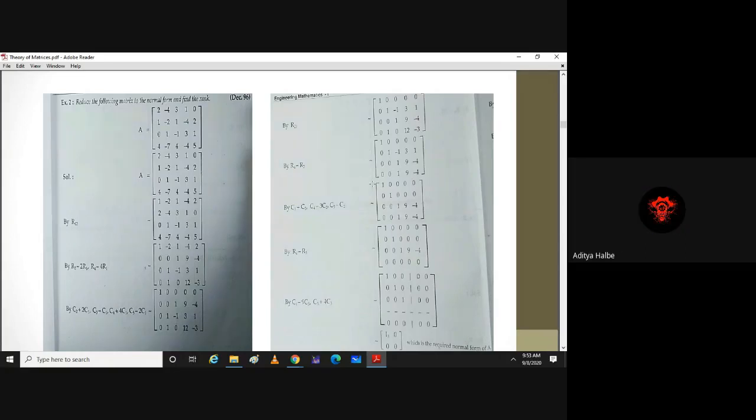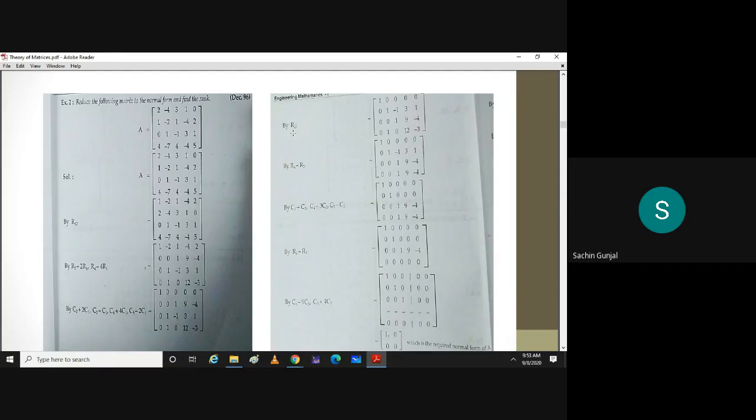Whatever points I am saying in between, you should write. Elementary row or column transformations do not alter the rank. It is up to us what operations are to be done. So they have done interchanging of the second row and third row.